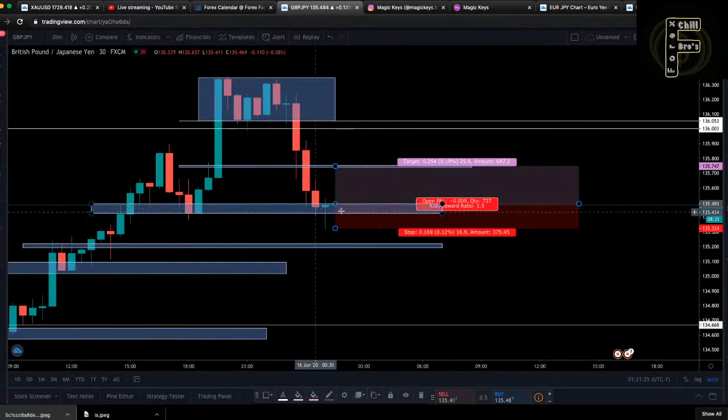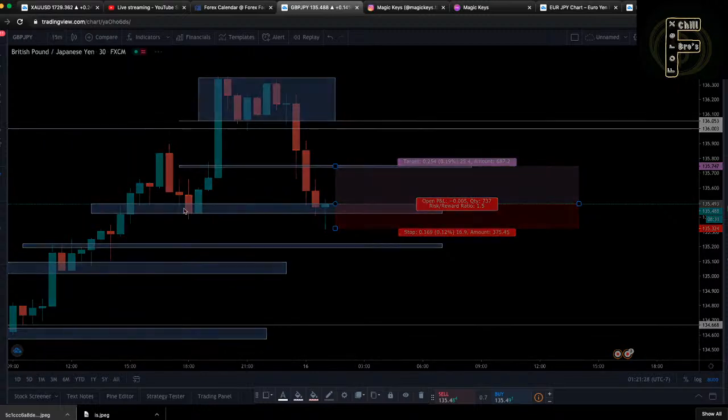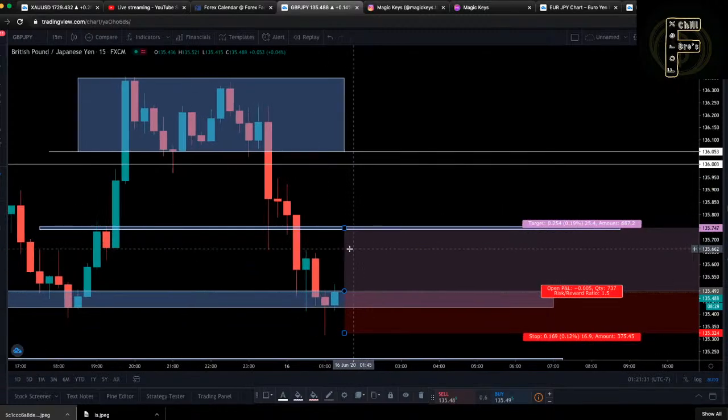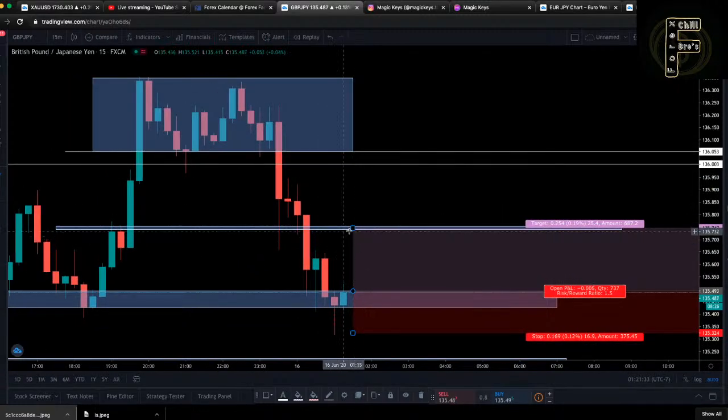Rejection, rejection. It didn't close below, rejection. So I'm anticipating a move up. 30 minutes flip bullish again. So who's on this trade? This should be a nice ride up back to this level.